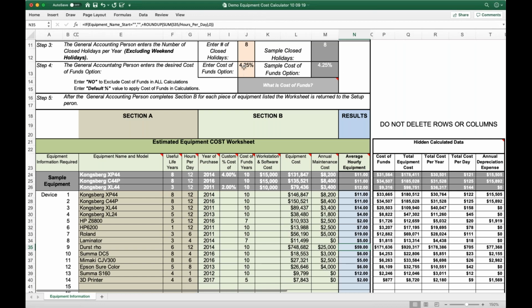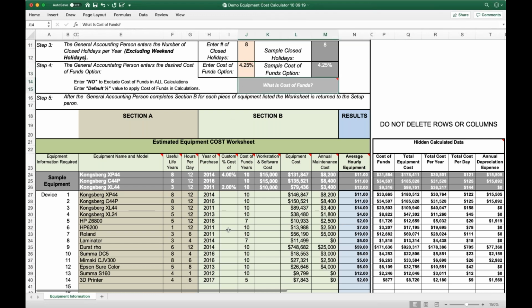But I want you to look now at this specific example. I'm going to put in no for the cost of funds, and just pay attention to what happens to these rates, specifically some of the ones that are maybe significant, the 19 and the 59. So I'm going to change that. This one for the Durst came down from 59 to $50 an hour with no cost of funds being considered. Let's bring that back.